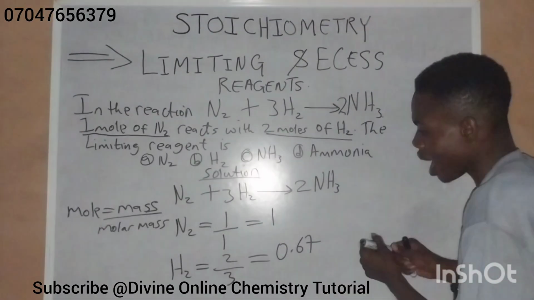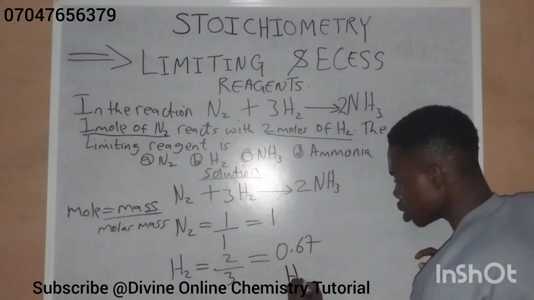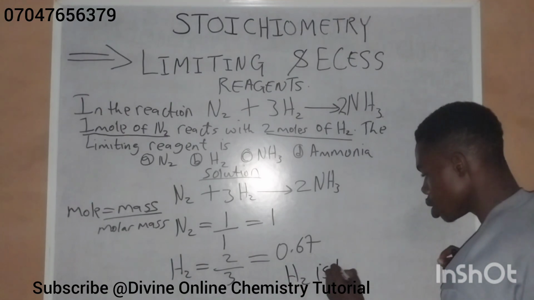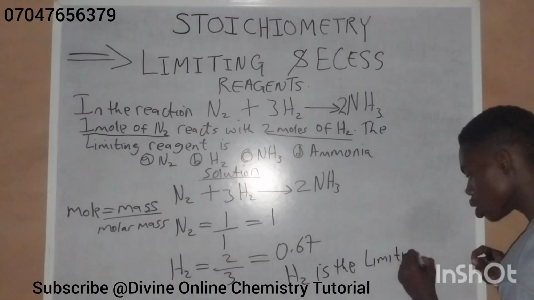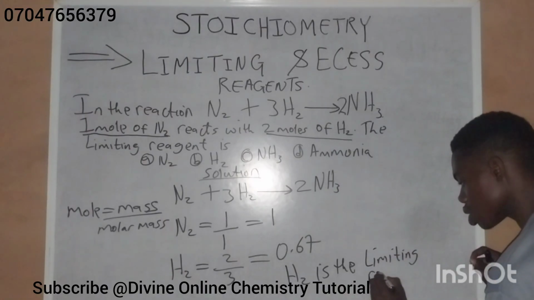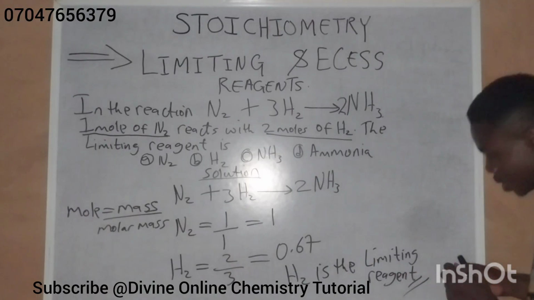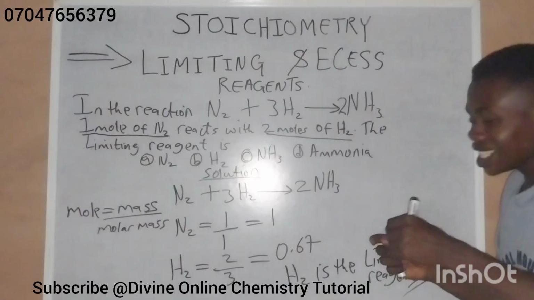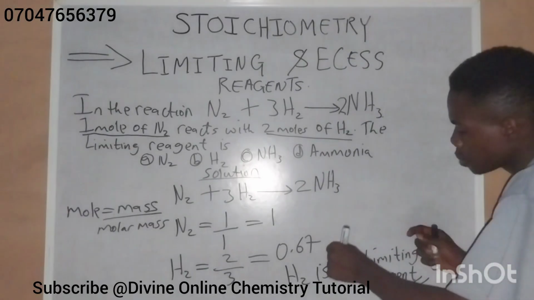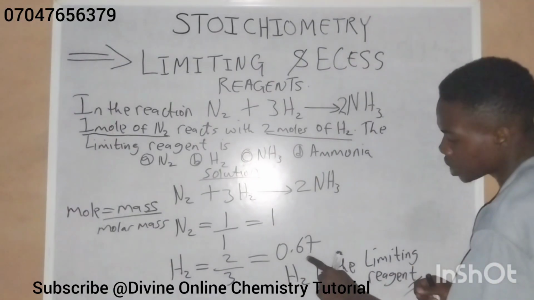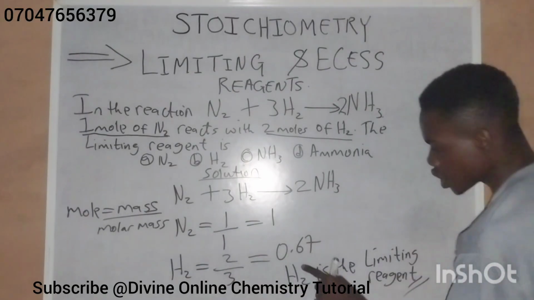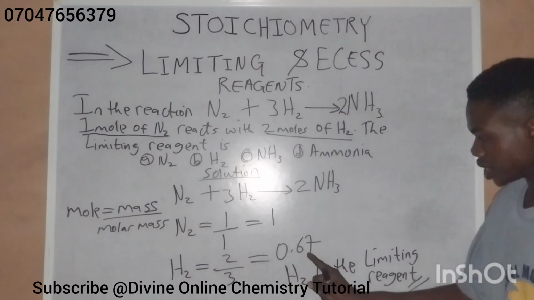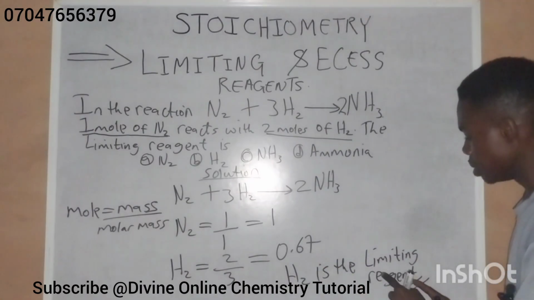So our hydrogen gas, H2, is the limiting reagent. Because after calculating, the one that is the least, the smallest, happens to be the limiting reagent. And of course, 0.67 is for hydrogen gas, and this one is for nitrogen gas. Now 0.67 and 1, which is the least? It is 0.67, which means that 0.67 is our limiting reagent.